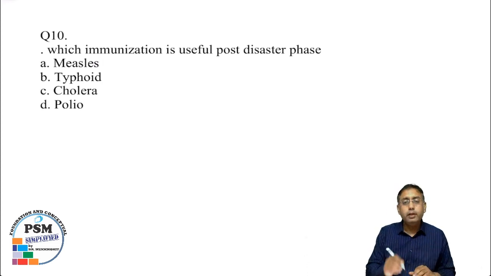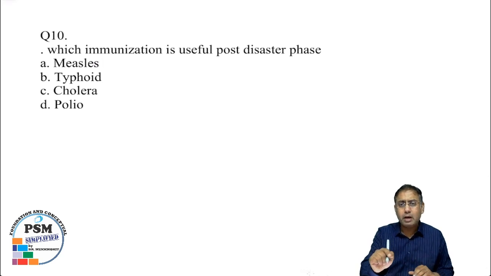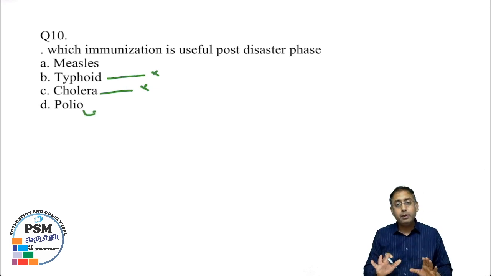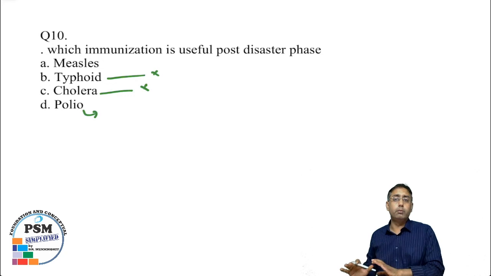I always told you, the examiner will compel you to mark cholera. They will even write down diarrhea outbreak, but still cholera is never given. Typhoid is not useful. Polio can be given only in polio outbreaks. We give oral polio vaccines.